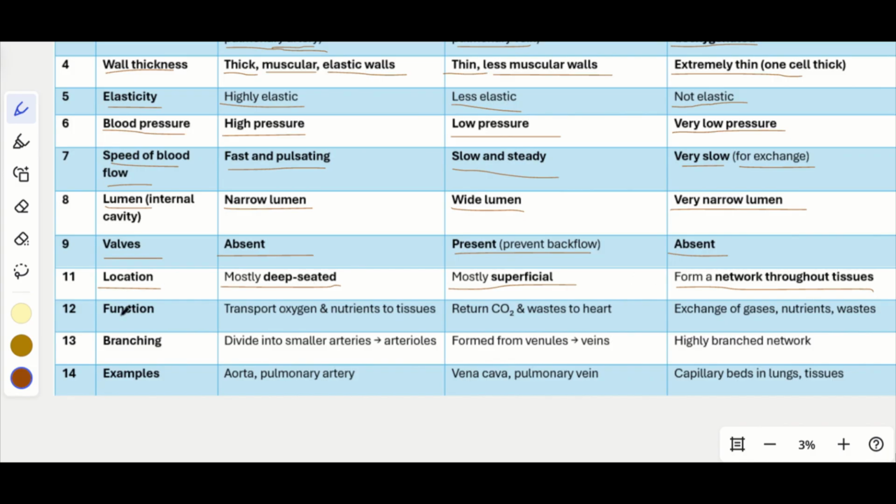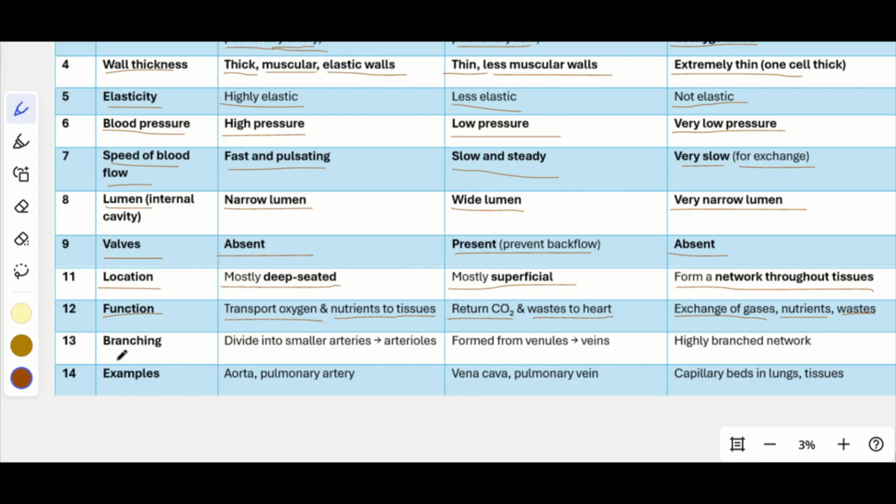Okay. Now let's move on to the function. What are the major functions of arteries? Basically, they will transport oxygen, right? And also the nutrients to tissues. So they will transport oxygen and nutrients to the tissues. And what about veins? They will return CO2 and waste to the heart. So the blood purification is carried out by the lungs. And what about capillaries? We have already seen them, right? Exchange of gases in alveoli, nutrients, we mentioned villi, and also waste.